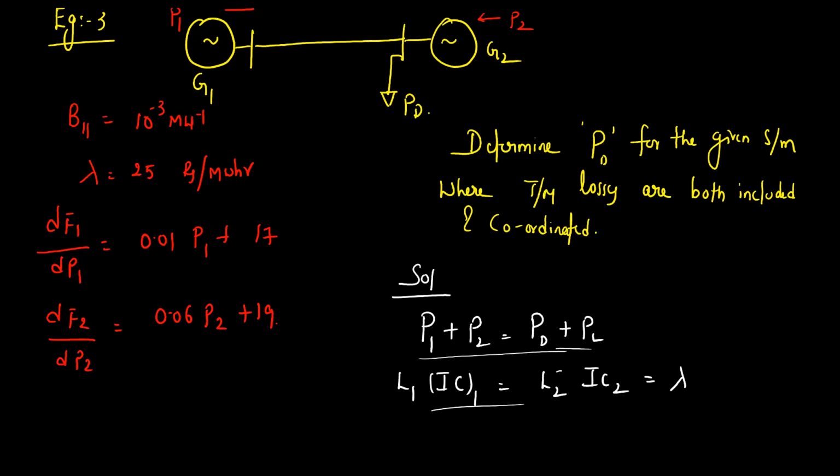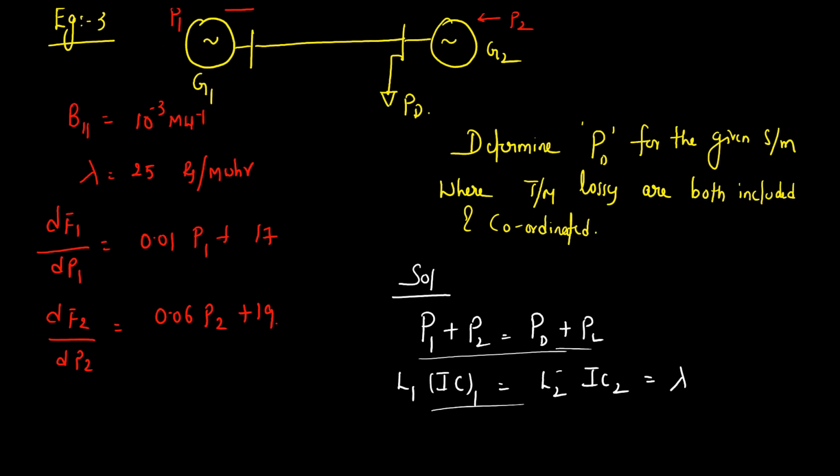Now, first, taking the penalty factors and the lambda value, we know lambda is equal to 25. That is equal to L1 IC1 is equal to L2 IC2. So what are you going to get? We know the incremental cost and we also know this value. Why? Because if you see the connection here, the penalty factor for generator 2 is how much? It is 0, because the load is directly connected to generating station 2.